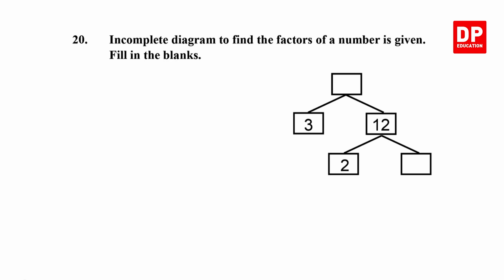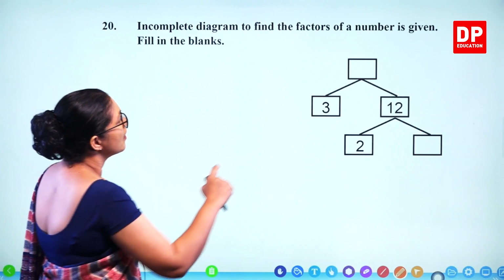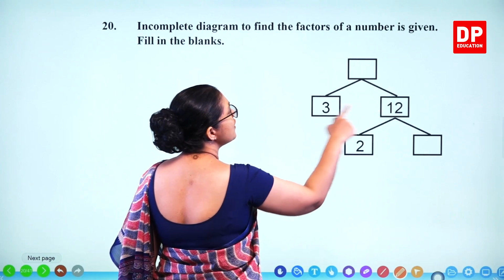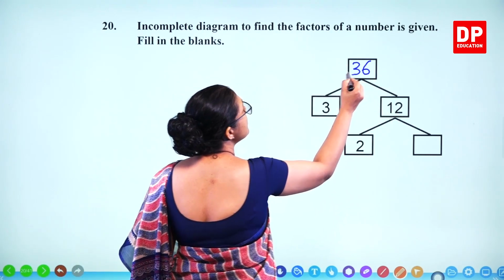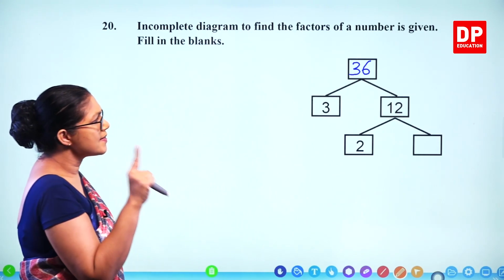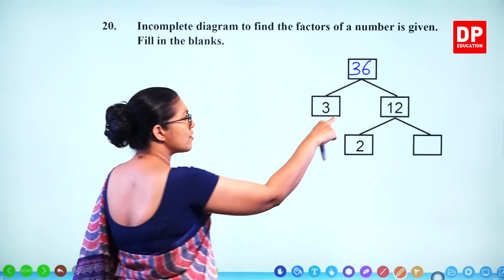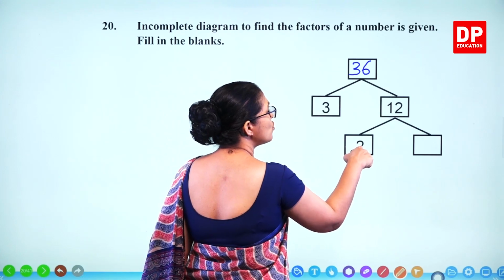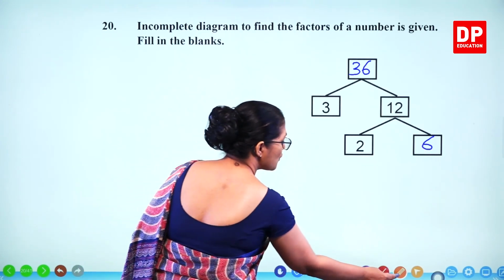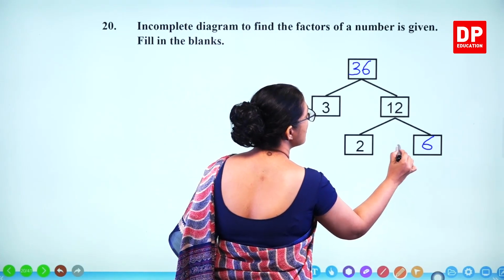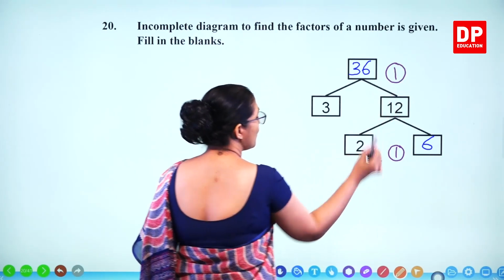This is the last question in part 1. An incomplete diagram to find the factors of a number is given. Fill in the blanks. 3 and 12 given. So 3 times 12, 6 and 3, 36. So factors of 36, 3 and 12. Now you have to give factors of 12. 2 times 6 is 12. So you get 2 marks, 1 mark each for these blanks.